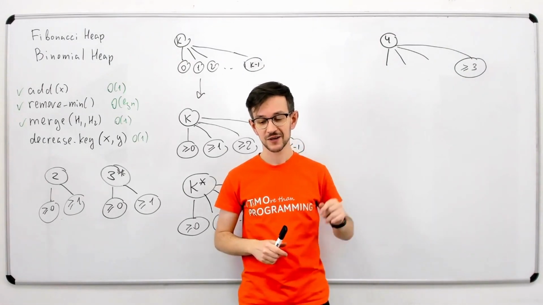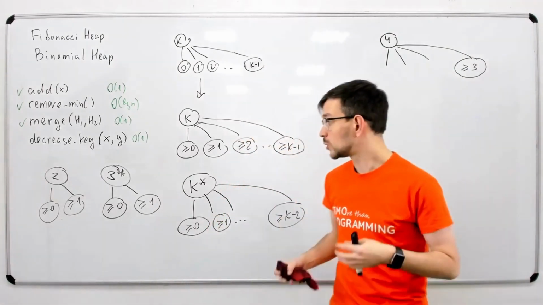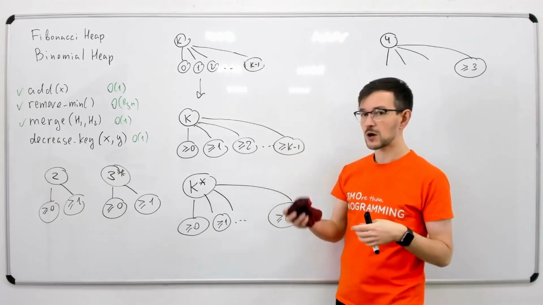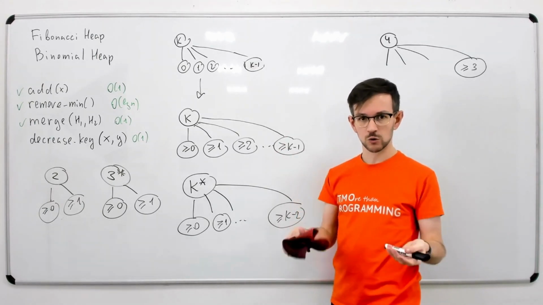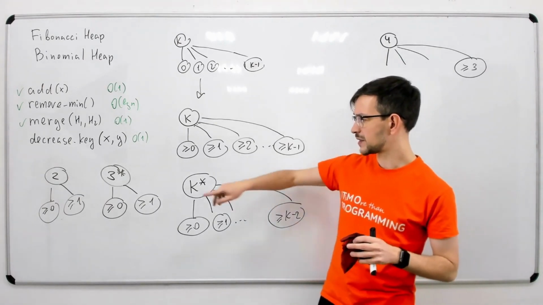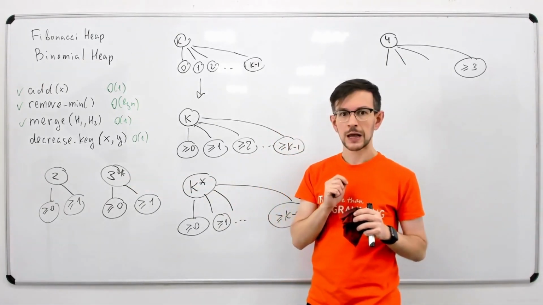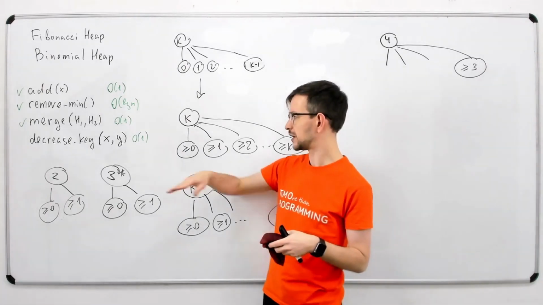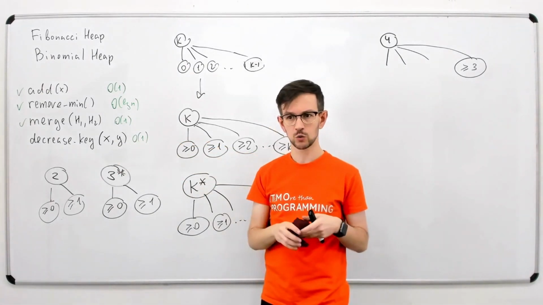That's the difference. So why do we care about this? Because it will help us to make the amortized cost equal to constant. We will maintain these marks, and it will help us to make the amortized cost here equal to constant.